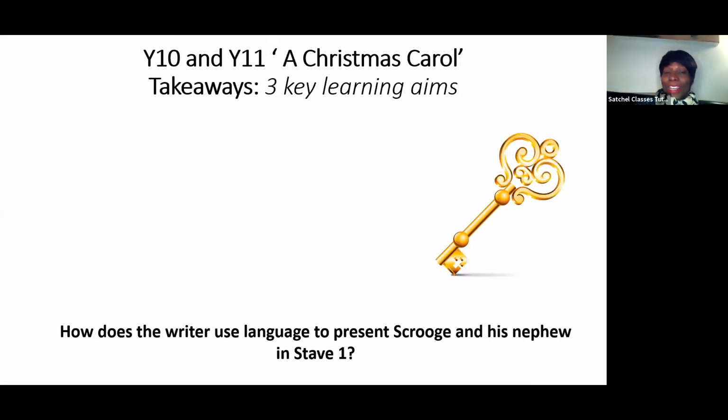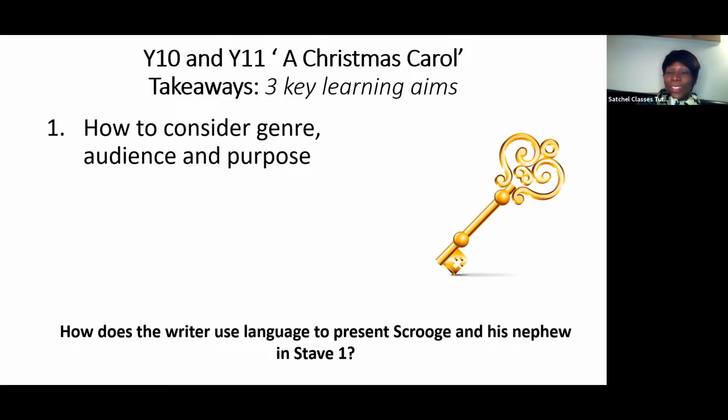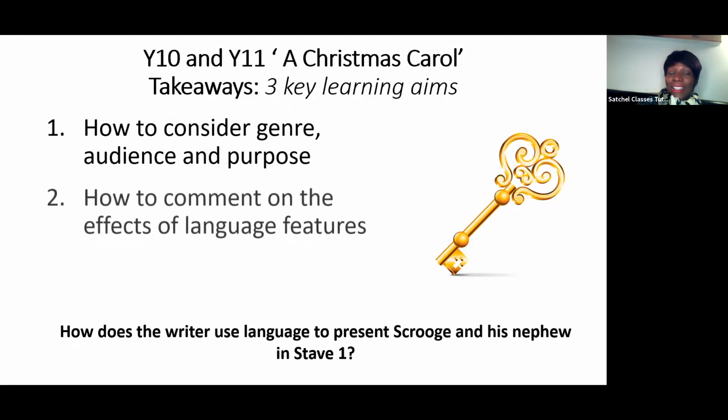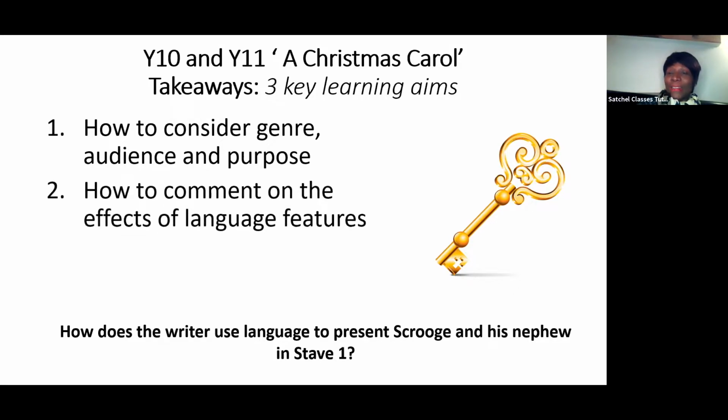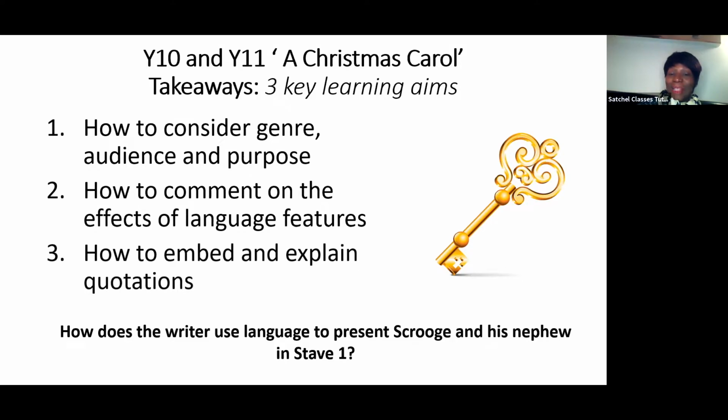And there are three key learning aims, three takeaways. First of all, we're going to think about genre, audience and purpose in our analysis. Secondly, we're going to think about commenting on the effects of language and also how to embed and explain language. This is for a specific assignment. How does the writer use language to present Scrooge and his nephew in stave one?